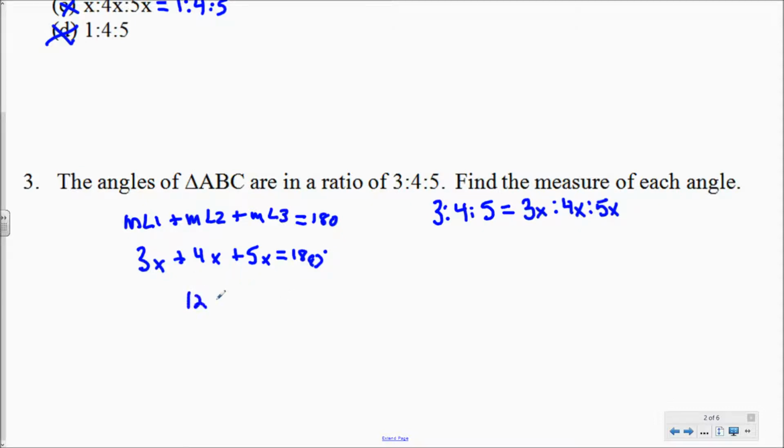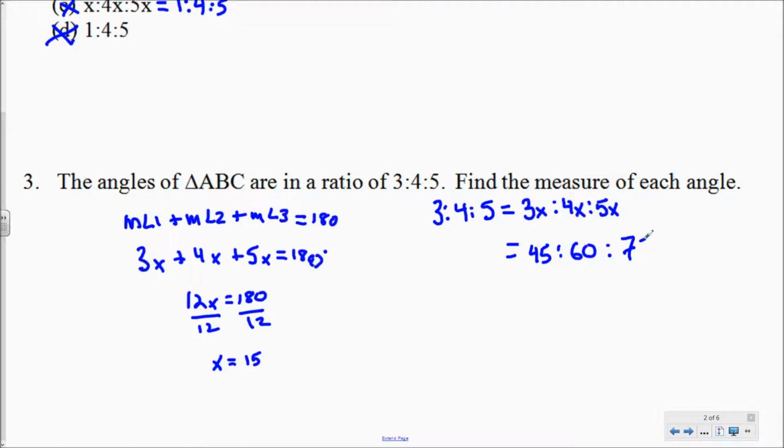So I get 12x equals 180, and when I divide both sides by 12, I'll end up with the value of x is 15. Well, now that I know the value of x, I know the actual ratio that these original three angles must have been in. 3 times x would be 45, 4 times x would be 60, and 5 times x, which again is 15, would be 75.